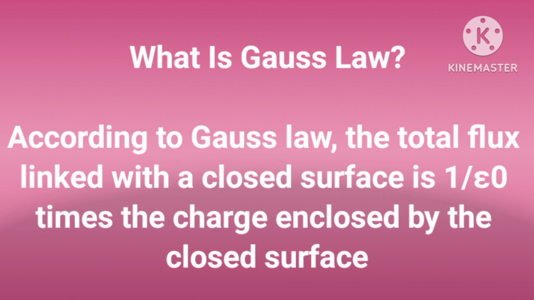According to Gauss law, the total flux linked with the closed surface is 1 upon epsilon times the charge enclosed by the closed surface. For example, a point charge q is placed inside a cube of edge A. Now, as per the Gauss law, flux through each face of the cube is q divided by 6 epsilon.